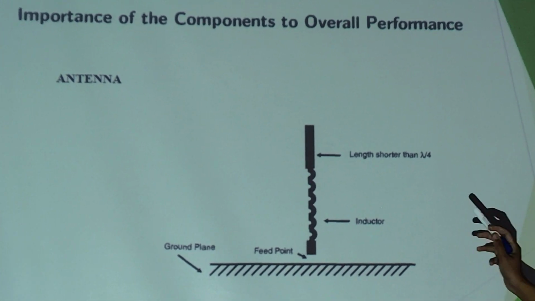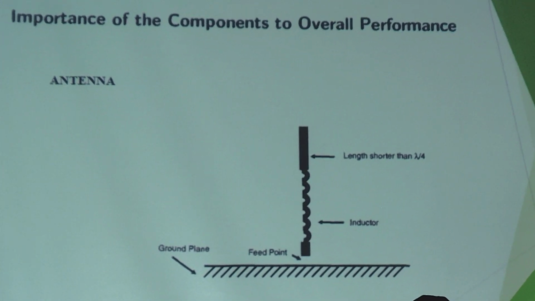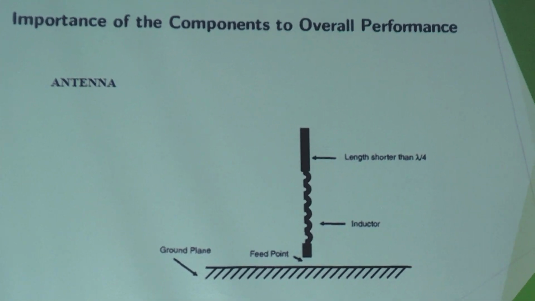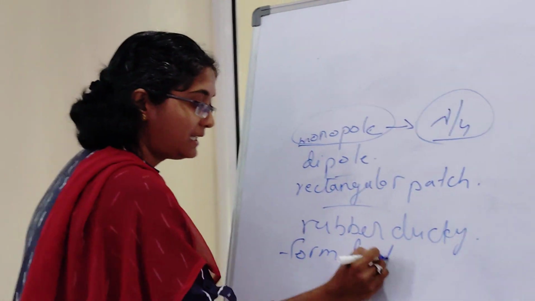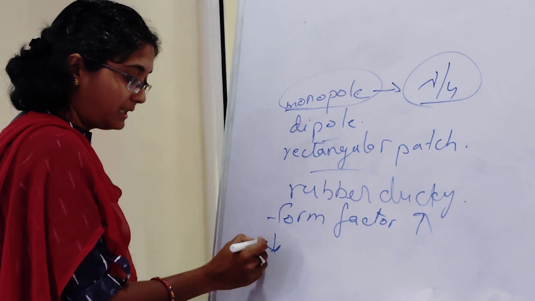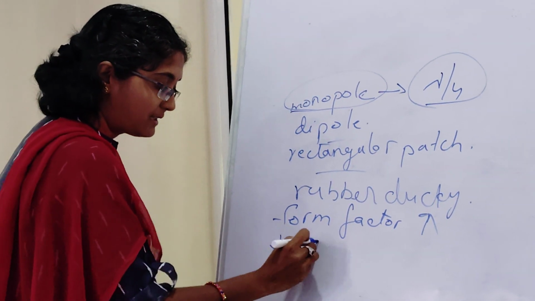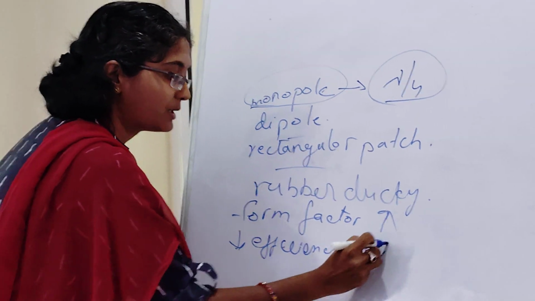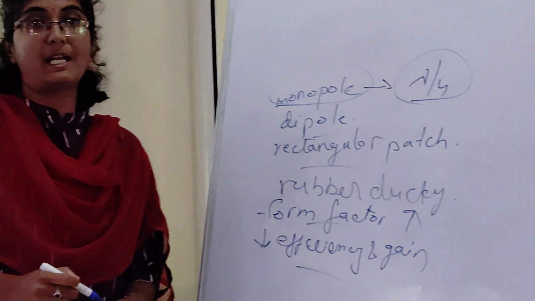Also, the form factor of this monopole antenna is high, but with a trade-off of decreased efficiency and gain. So this is about the antenna.